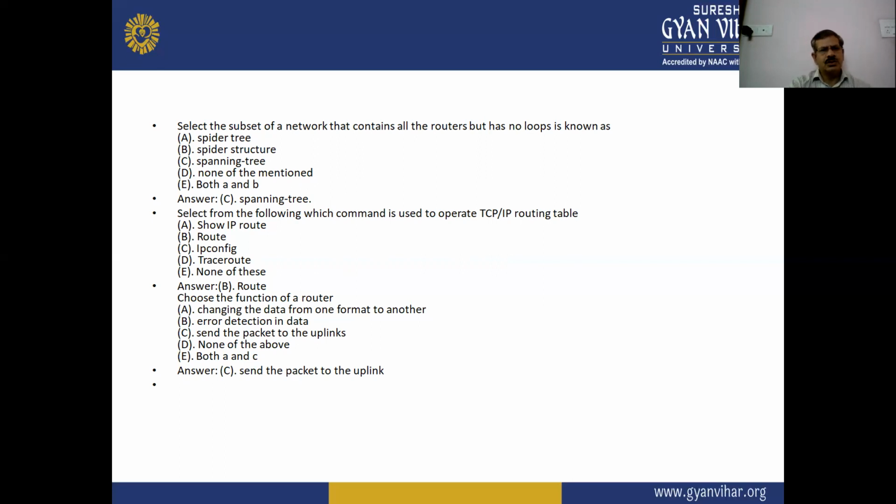And the next question: choose the function of a router. Option A, changing the data from one format to another; B, error detection in data; C, send the packet to the uplink; D, none of the above; E, both A and C. So here the correct answer is option C, send the packet to the uplink.